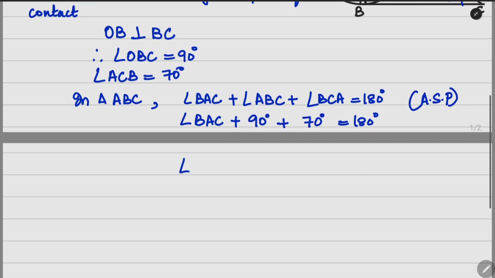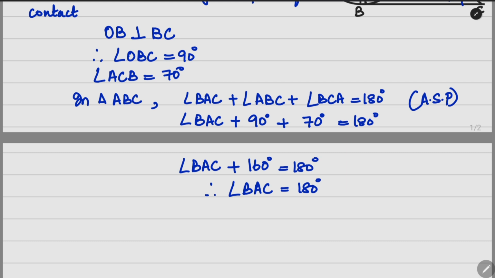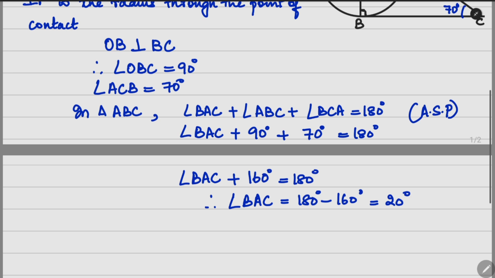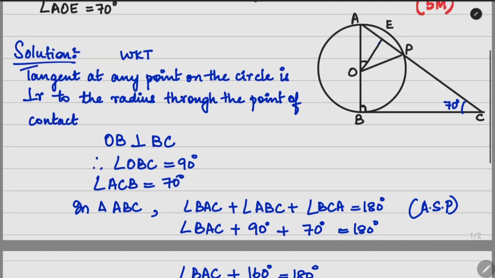Let's solve for BAC. So angle BAC plus 160 equal to 180 degree. Therefore, angle BAC equal to 180 minus 160, which is nothing but your 20 degree. So BAC equal to 20 degree.